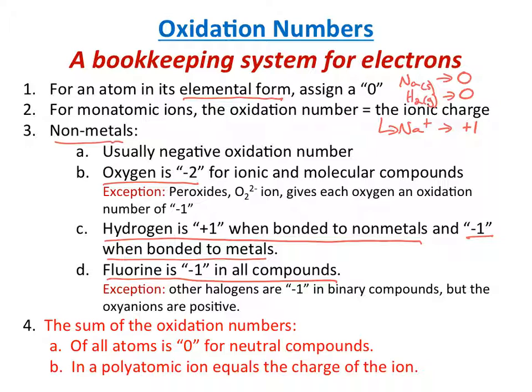Fluorine is always -1. Other halogens are pretty much -1 as well in any binary compound, which just means that it's composed of 2 or more atoms.